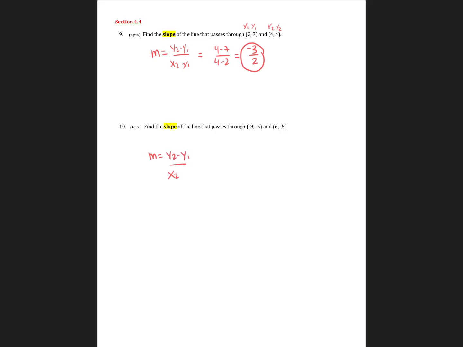I've got my formula again for the next one. x1, y1, x2, y2. Negative 5 minus negative 5. Be careful of that. The negatives throw people off. 6 minus negative 9. There has to be that minus in between because that's what's in the formula. You can change these right away since you guys are good about that. Negative 5 plus 5 is 0 over 6 plus 9 is 15. 0 on top is 0.